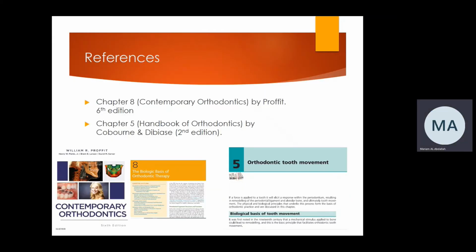The same reference, just to remind you: chapter 8 from Proffit, 6th edition, and chapter 5 from Simon Littlewood and Laura Mitchell, 2nd edition.